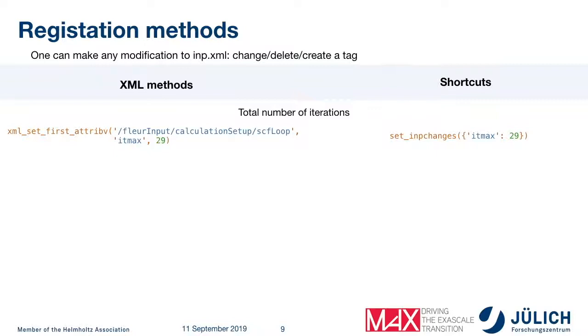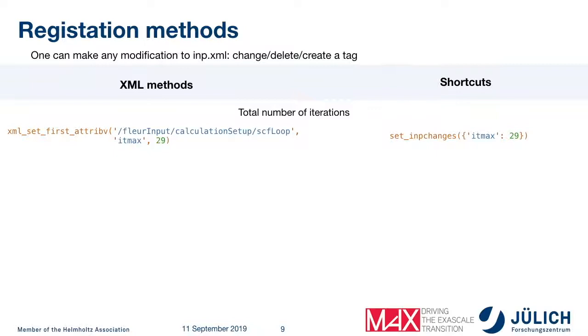However, the itmax attribute is always located in a fixed place. You can find this only on this path. So it's fixed somehow. So we have a set of simplified changes, shortcuts that already know where to find this attribute. For example, again, if you want to change the total number of iterations, it's enough for you to pass only the total number of iterations key. And it will automatically find this path and call this function, basically.